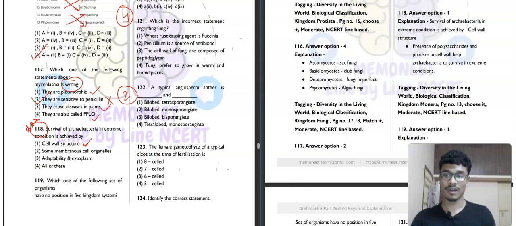This is the reason for survival of archaebacteria in extreme conditions, because we know that the presence of polysaccharides and protein in their cell wall helps archaebacteria to survive in extreme conditions. Peptidoglycan is present in the Monera kingdom, or bacteria, but peptidoglycan is not present in archaebacteria. Their cell wall structure is different because of some polysaccharides and protein. That's why the first option will be your correct answer.